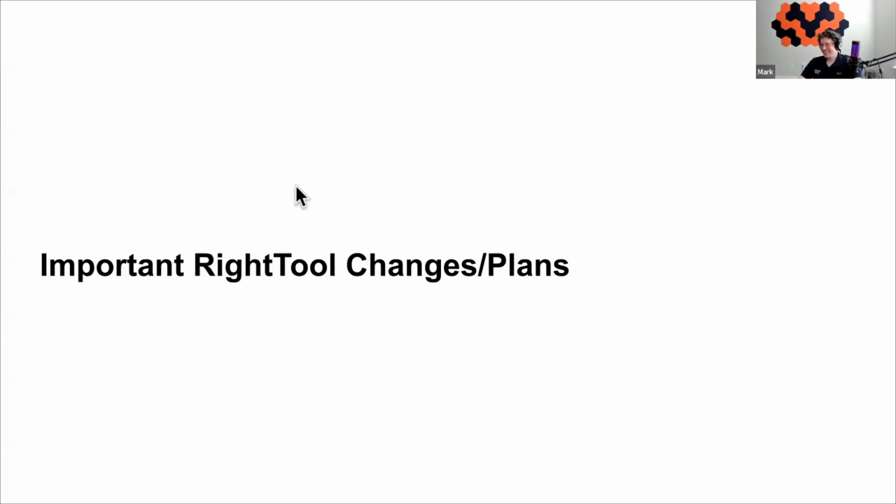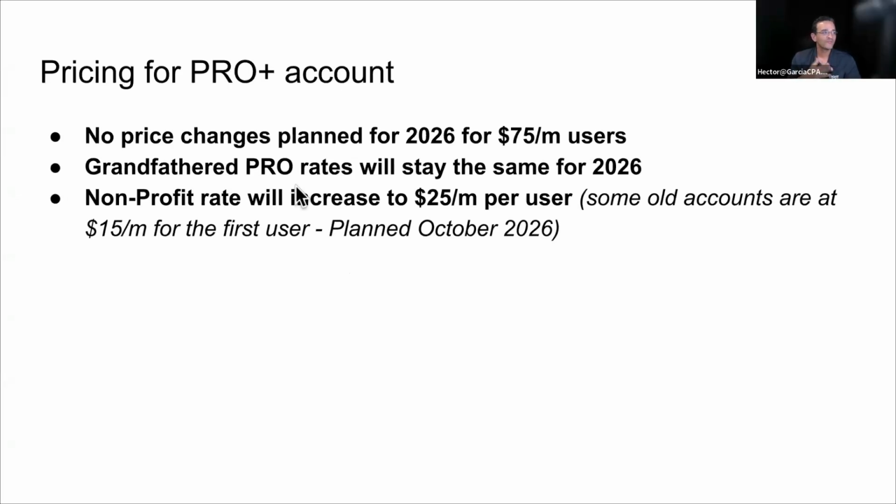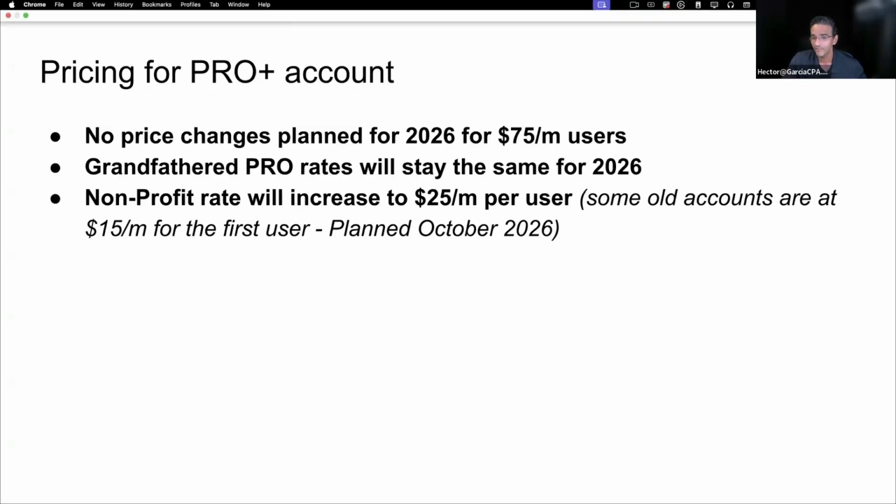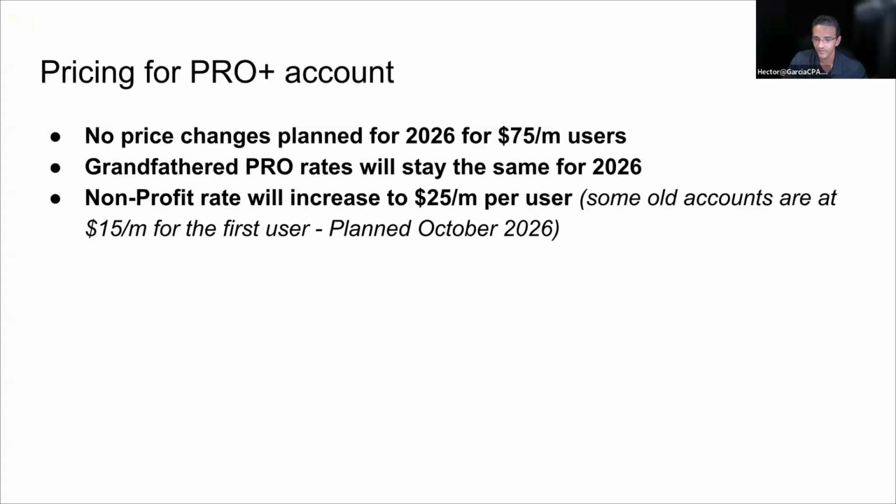Okay, so some changes. We have no price changes planned for 2026 for the $75 a month Pro Plus users. The folks that were grandfathered at the original Pro rates, the price will stay the same through 2026 at least. That doesn't mean that 2027 will stay the same. We might bring everybody up to $75 a month in 2027. But for the time being, Pro Plus users, which is the vast majority of users, will be at the same rate.